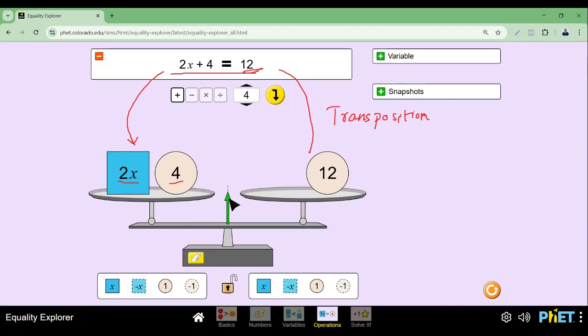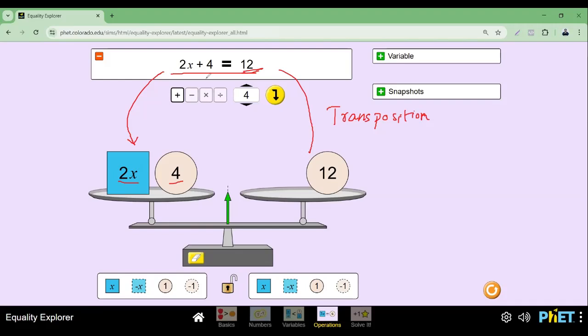Now, our entire point is to find out the value of x, because x is what we don't know. x is unknown, right? 2 we know, 4 we know, 12 we know. We don't know x, so we have to find that out. So what do we do? How do we find out the x?